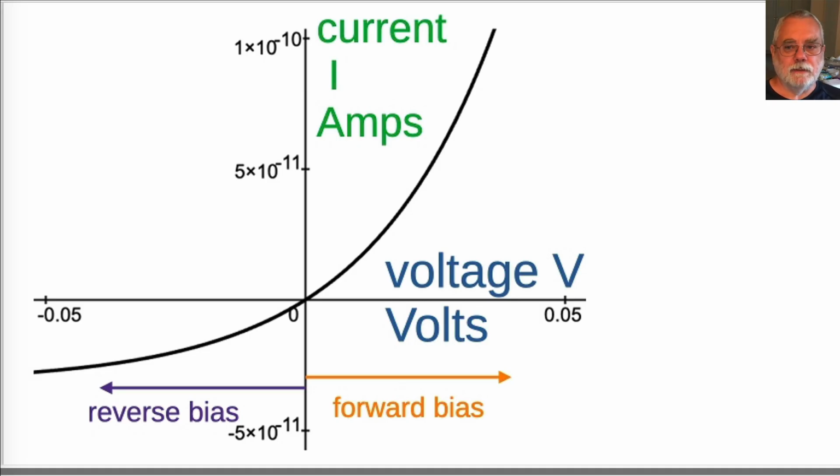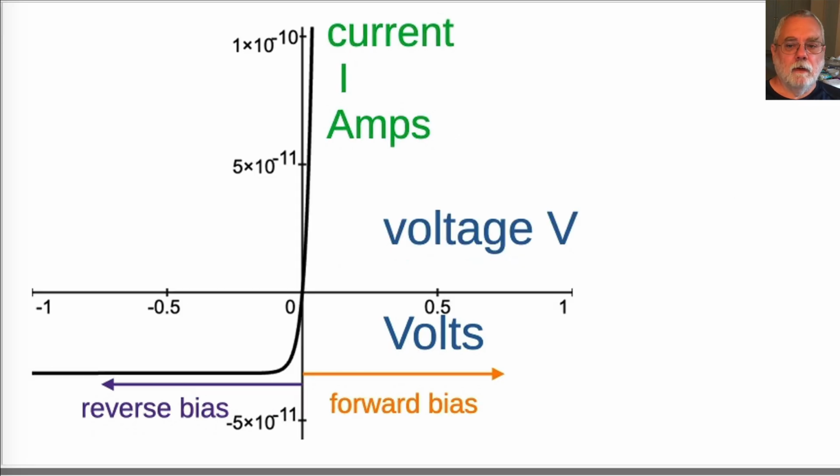Let's keep this function, this IV curve, but zoom out. First, let's zoom out the voltage to plus and minus 1 volt, but keep the current axis unchanged. If you've never seen this before, give this some thought before moving on. Visualizing exponential functions takes a little experience.